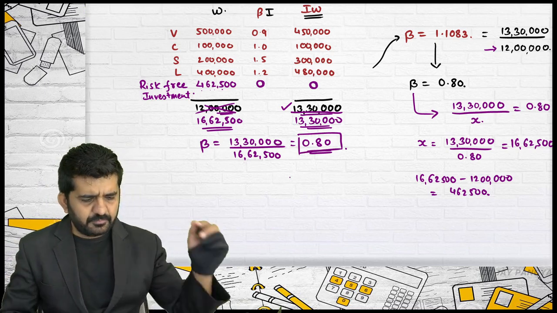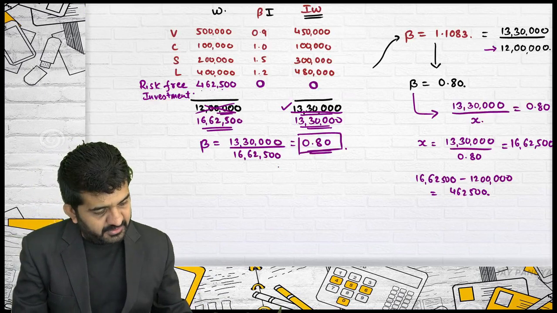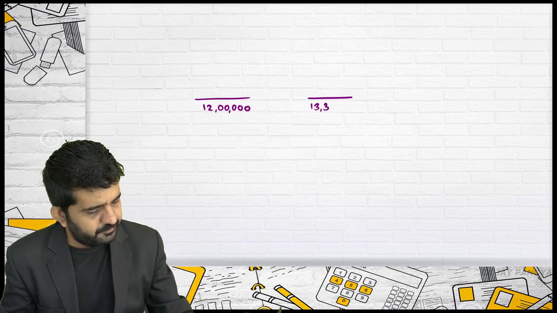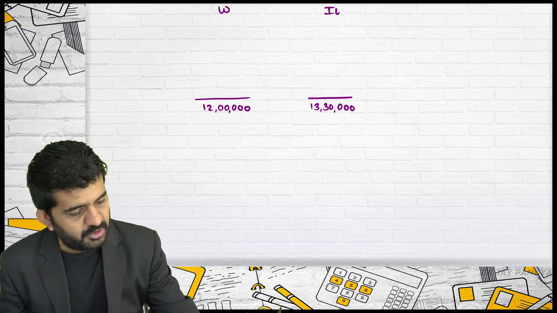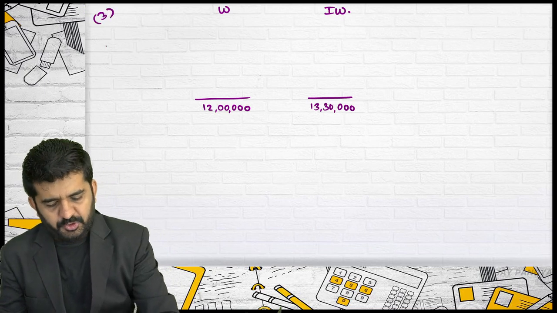Is it alright? What was the total of this? 12 lakhs. What was the total of this? 13,30,000. This was W. This was IW. Let us go to the third question.